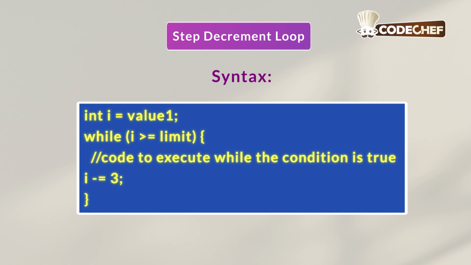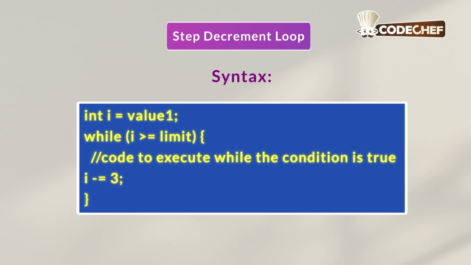This means the current value of i will be reduced by 3, i minus 3, and then whatever is the result of i minus 3 will be updated as the new value for i, and the while loop ends here. Again, the condition will be checked for the new value of i. If that condition is true, then the compiler will get inside the while loop, execute the code, and again that value will be decreased by 3.